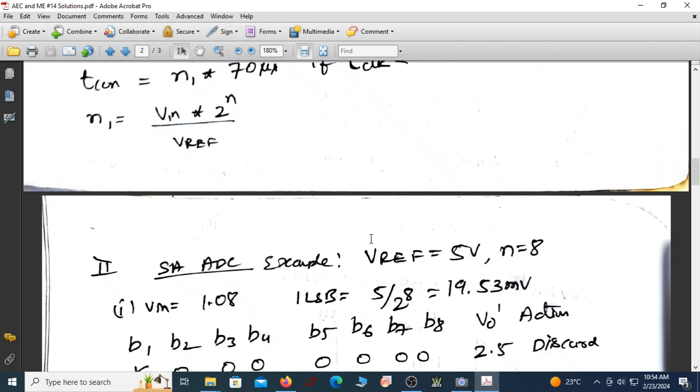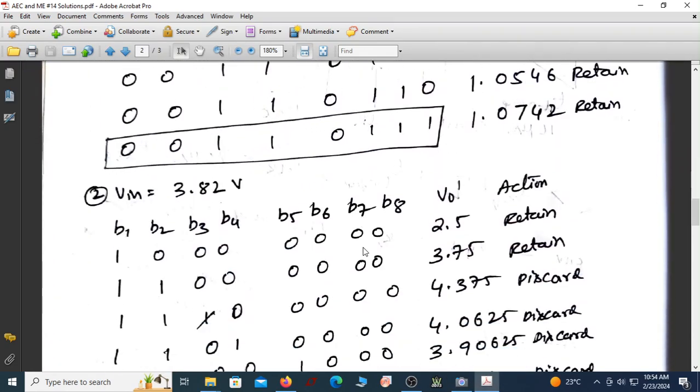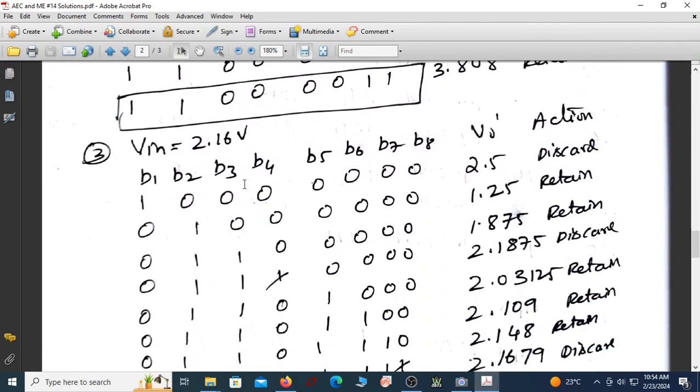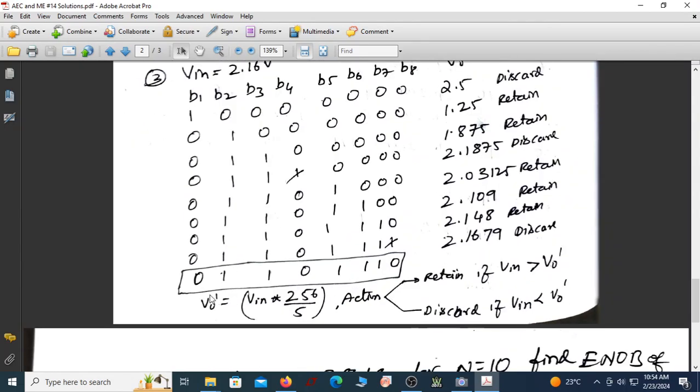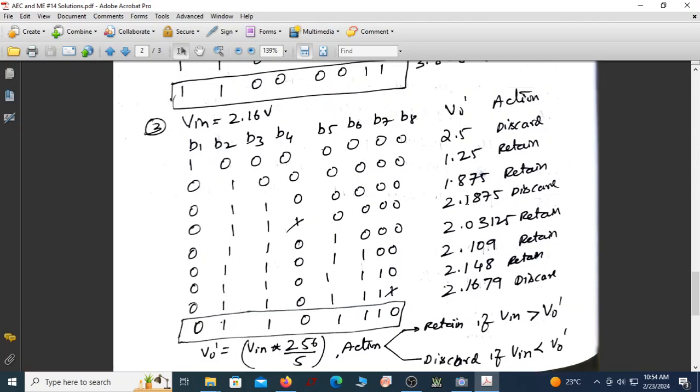Okay, let me just show you one more problem, on the same lines. So you can take 2.16. You start with 2.5. You are discarding it because it's more than that. So it's exactly the same process. So here we have the action as V naught dash is nothing but voltage in.